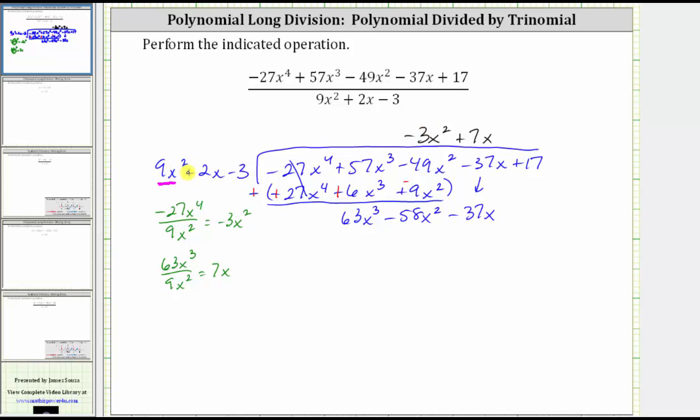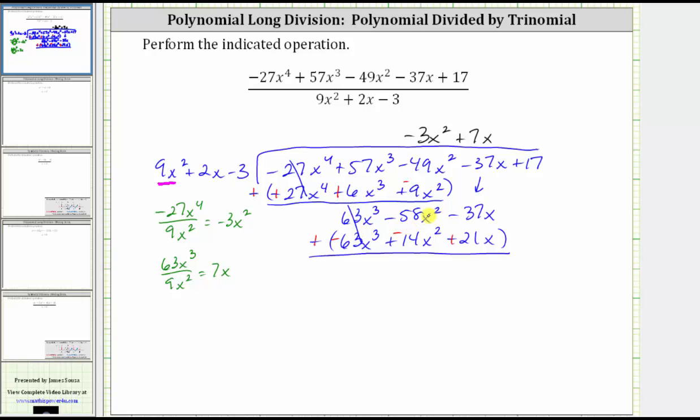7x times 9x squared is 63x cubed. 7x times 2x is 14x squared, giving us plus 14x squared. 7x times negative 3 is negative 21x, giving us minus 21x. And now we subtract, but instead of subtracting, we will add the opposite. So we can change this to addition as long as we change the sign of each term in the parentheses. This becomes negative 63x cubed, this becomes plus negative 14x squared, and this becomes plus 21x. And now adding, here we have opposites, this sum is 0.